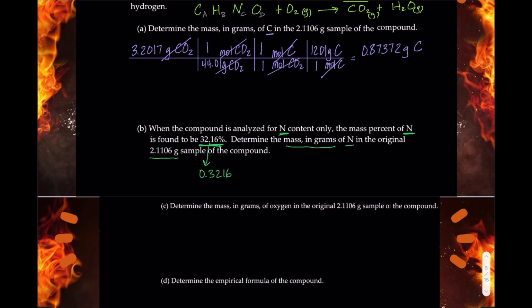Divide by 100, and that converts to a decimal, and multiply that by the mass of the original sample, which is 2.1106 grams. This will give us the mass of nitrogen. Upon solving, you should get 0.6788 grams of nitrogen. Part C asks for us to determine the mass in grams of oxygen in the original sample of the compound.